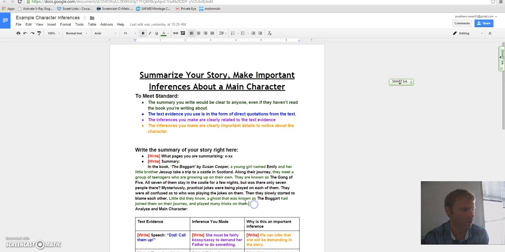This is their summary. They said, in the book, The Bogart by Susan Cooper, which is always a good way to start. Mentioning the book, mentioning anything important about the book, and then mention the author's name. A young girl named Emily and her little brother Jessup take a trip to a castle in Scotland. And the thing that makes us meet standard are the things that are in green right here.